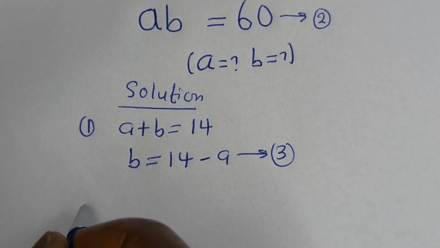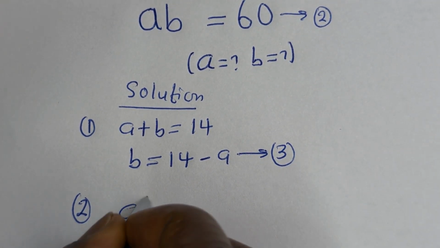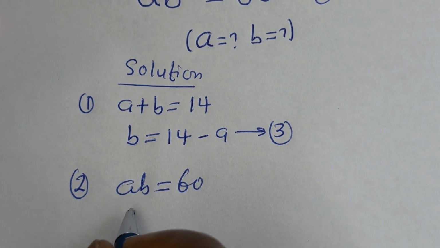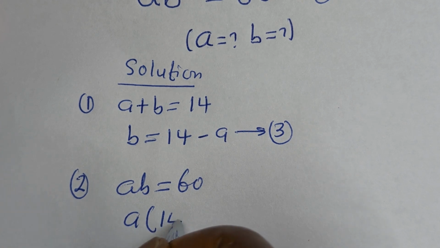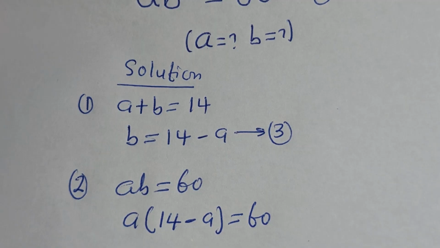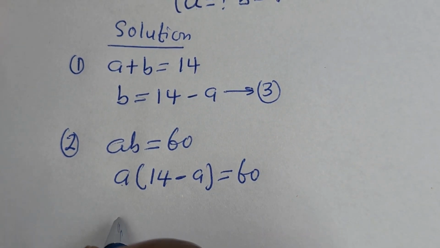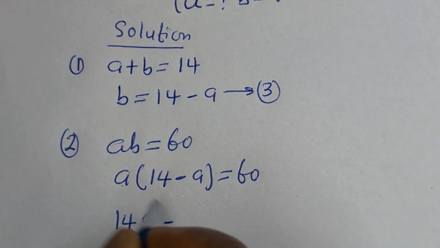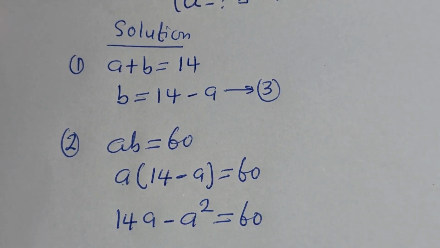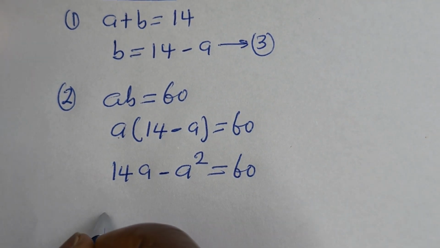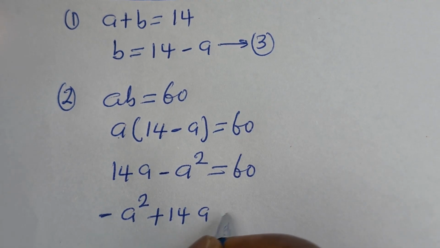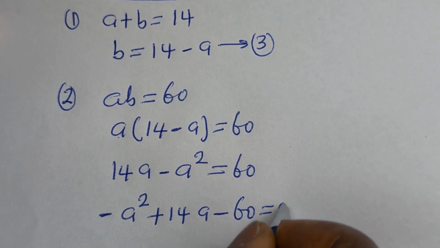Then from equation 2, AB is equal to 60. A bracket 14 minus A, which is B here, is equal to 60. Let's open the bracket. A multiplied by 14 is 14A, minus A multiplied by A, A square, is equal to 60. And this is minus A square plus 14A minus 60 is equal to 0.